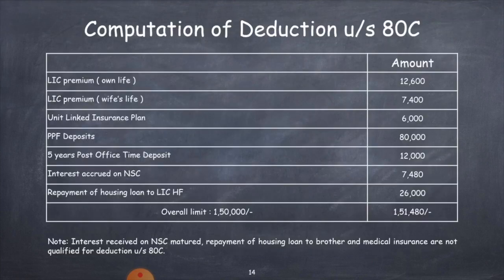So when you add up all this amount, you get 1,51,480 as deduction amount, but under section 80C the maximum amount of deduction is only 1,50,000. More than that is taxable. So the difference amount, 1,480, is taxable and he can claim 1,50,000.